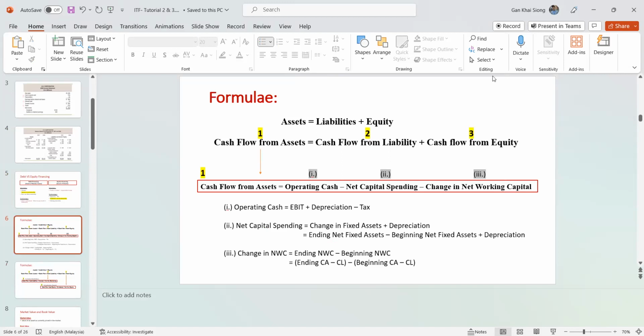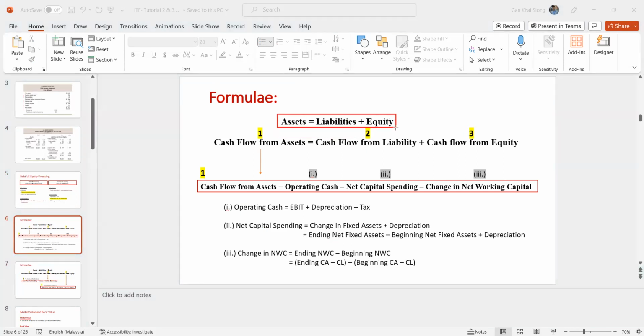Just now, in the beginning of the class, we formed the first equation, in which assets equals liabilities plus equity, right? This is based on what we learned in the balance sheet. On the left column is assets, on the right column is liabilities plus equity. So both values will be equivalent to each other.